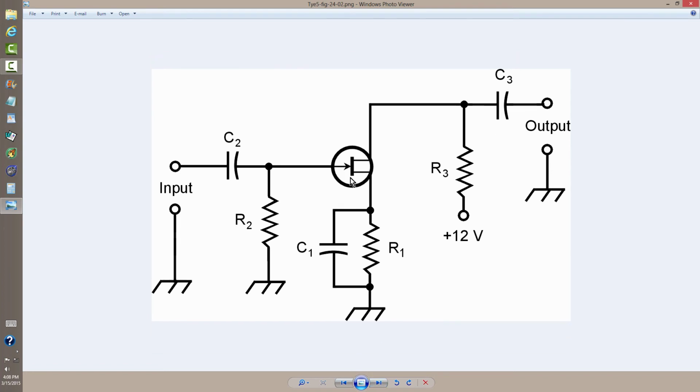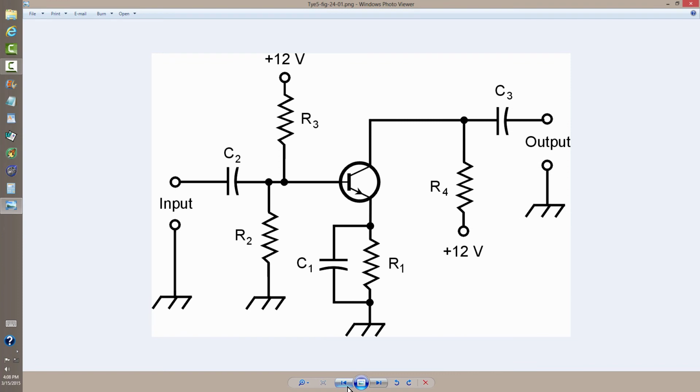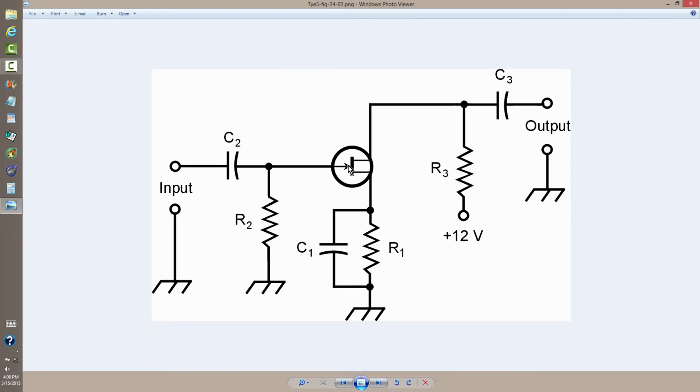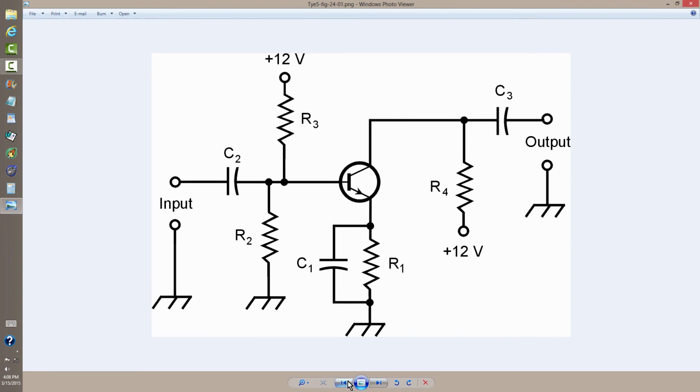The advantage of a field effect transistor over a bipolar transistor is that the high impedance of the field effect transistor keeps it from drawing a significant amount of current and therefore makes it possible to have a much more sensitive amplifier than you would normally be able to do with a bipolar transistor such as that.